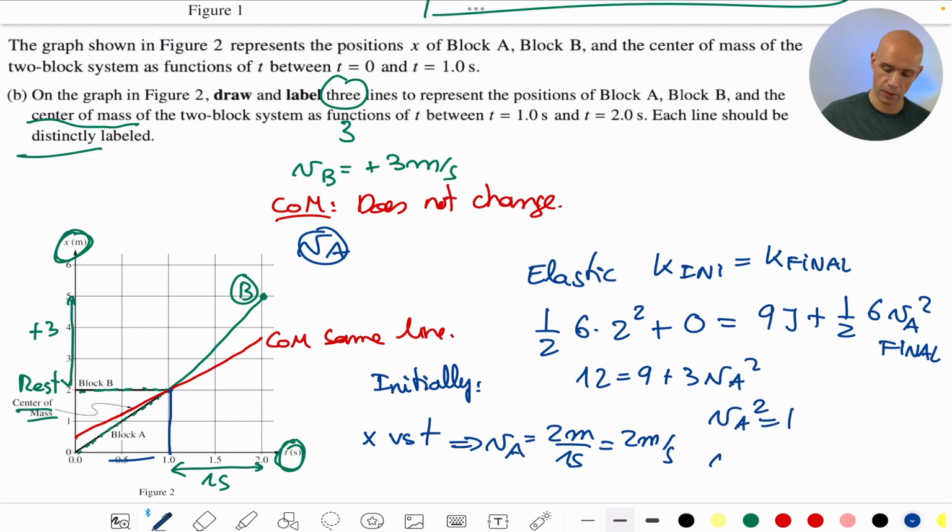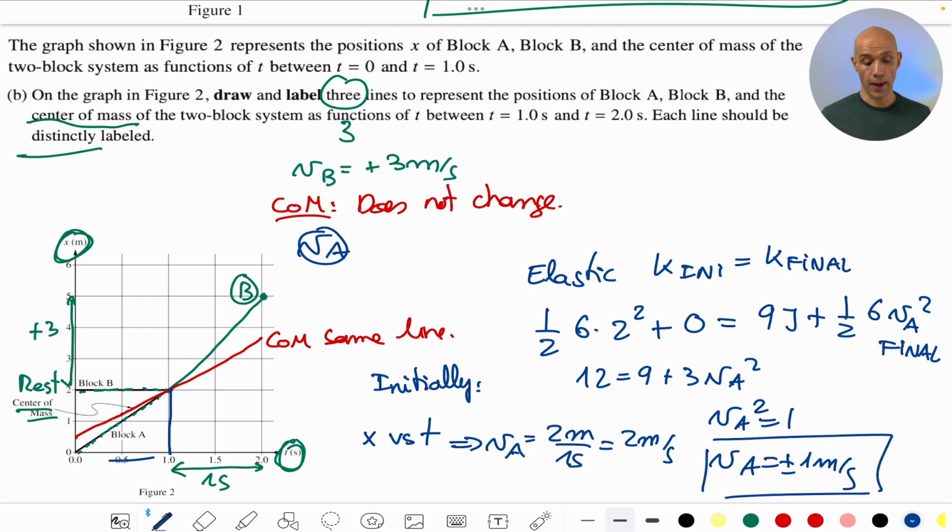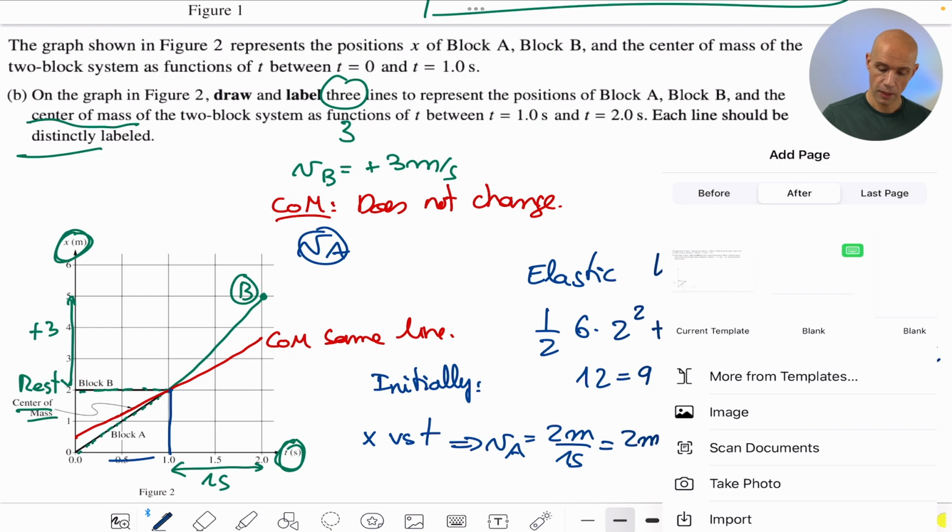Now this is tricky because VA could be plus or minus 1 meter per second. So how do you know which one is correct? Well, if it were negative, the plot would go down in this direction, right? As time moves forward, it would cover less distance. So yeah, it could be positive or negative. We need to think about it. So let's see.